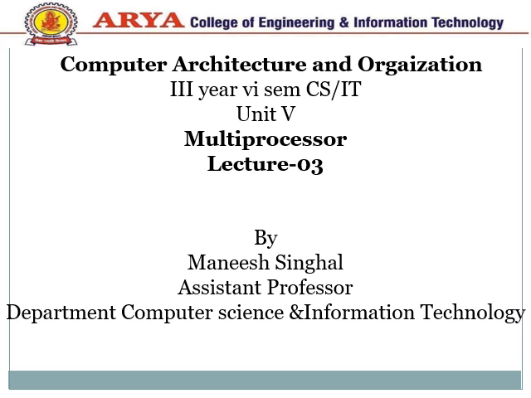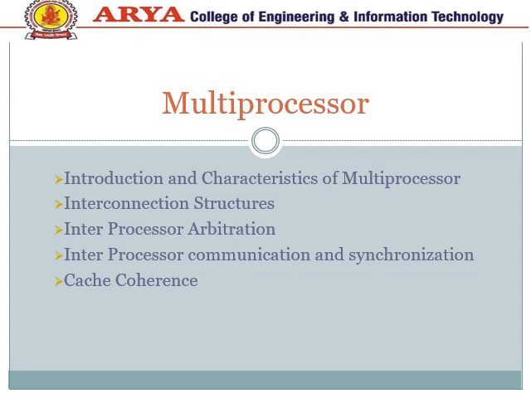Subject is Computer Architecture and Organization, Unit number 5, Multiprocessor, Lecture number 3. What is the multiprocessor? The basic topics are Introduction and Characteristics of Multiprocessor, Interconnection Structure, Interprocessor Arbitration, Interprocessor Communication and Synchronization, Cache Coherence.